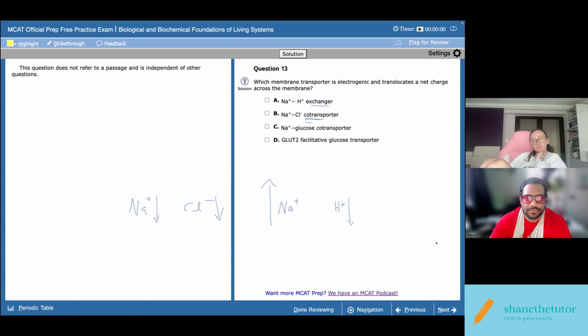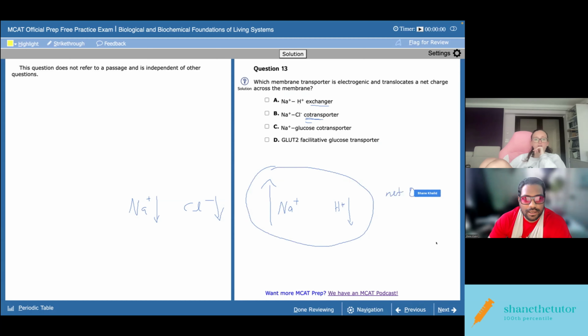Translocates a net charge. So would an exchanger be better than a co-transporter because it would have a net charge across? It's like for every sodium that gets taken out, a hydrogen comes in, or vice versa. So probably there has to be some kind of equilibrium, and that's part of net charge. Yeah, the net charge of this would be 0, right?